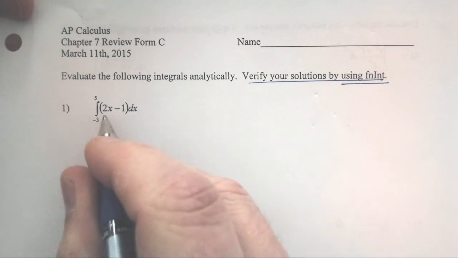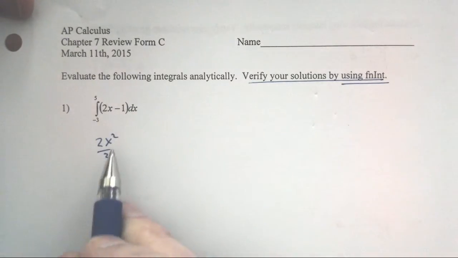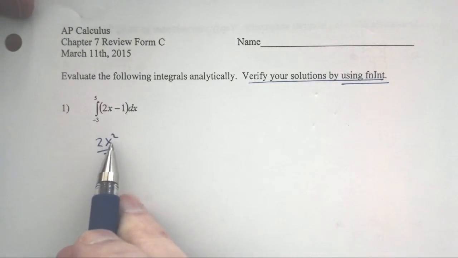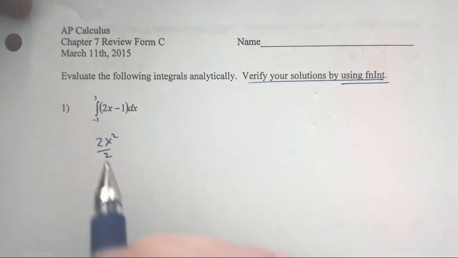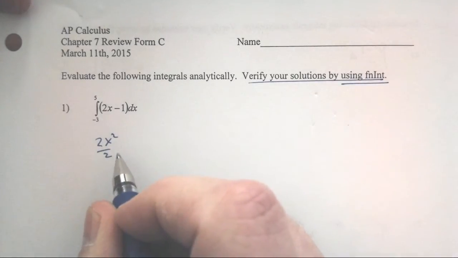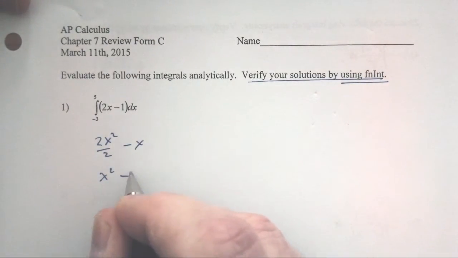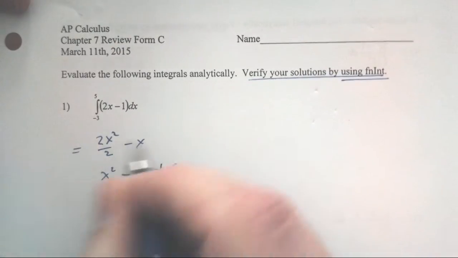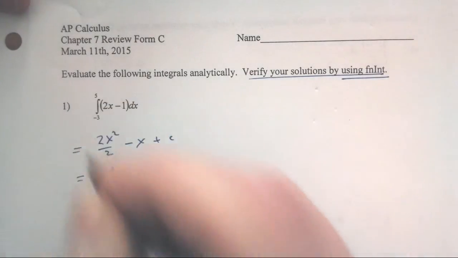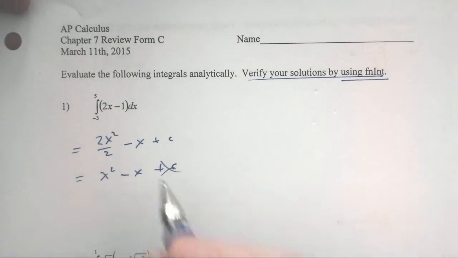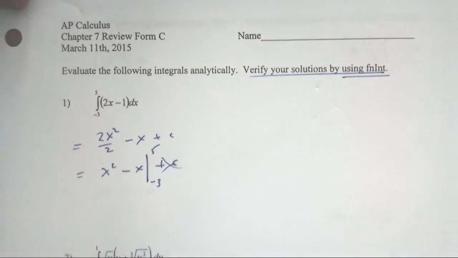Integral 2x, that's 2 times x squared on 2. Check the derivative. Yep. We get 2 times x squared on 2. That's going to get us there. So this is just x squared, minus x, and plus c. However, this is a definite integral, so we're not going to be dealing with the plus c now. We're now integrating this from negative 3 through 5.